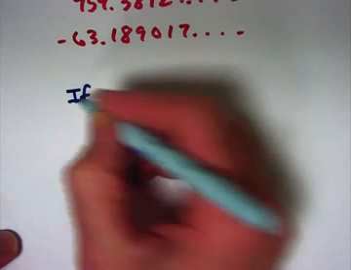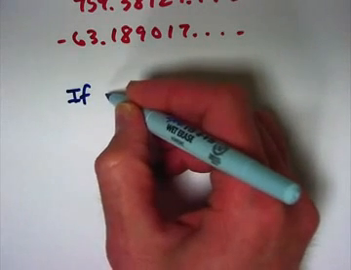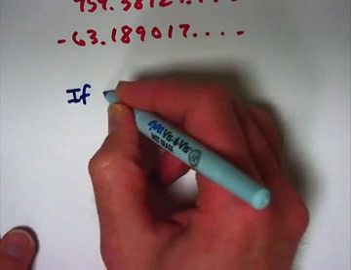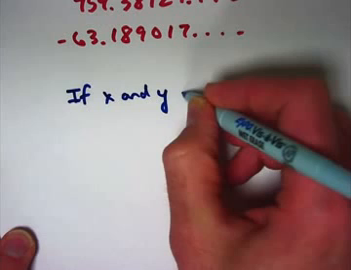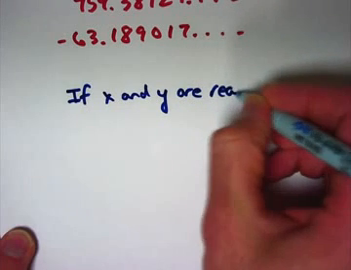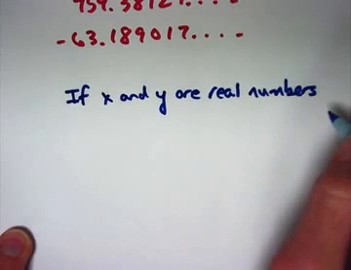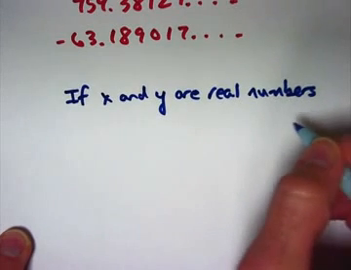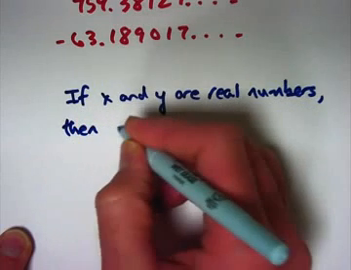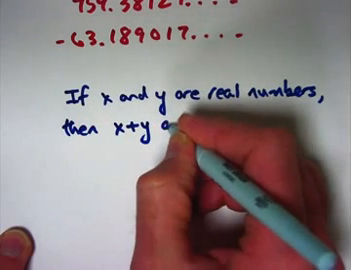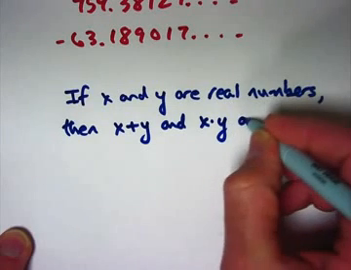The closure typically needs to be stated not so much as a formula, but as a statement. If x and y, if these symbols represent real numbers, which again include essentially any decimal, all the rationals and all the irrationals, then x plus y and x times y, which I'll write like this, are also real numbers.